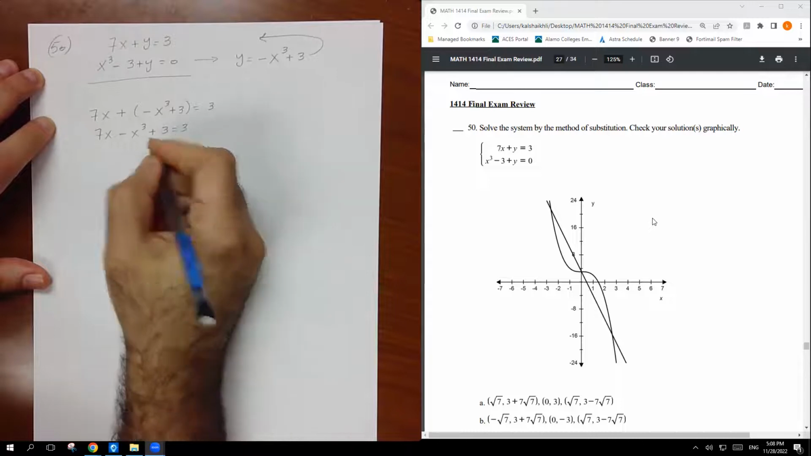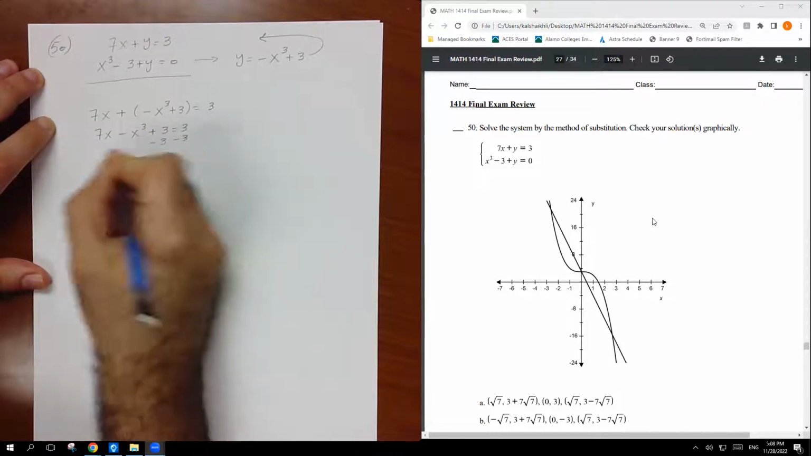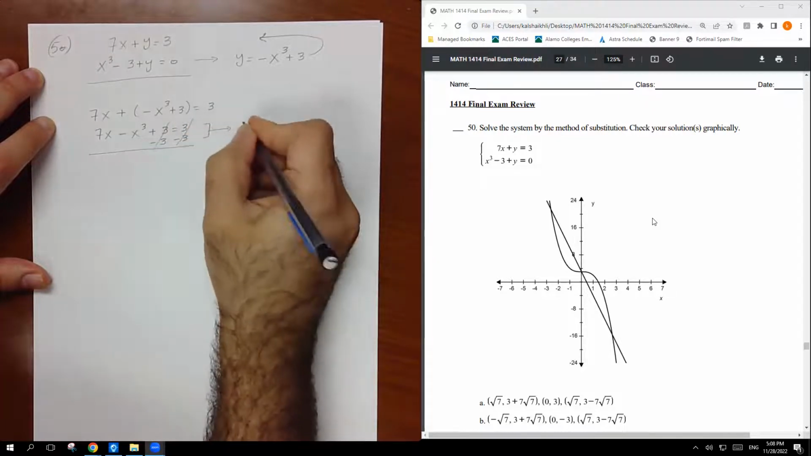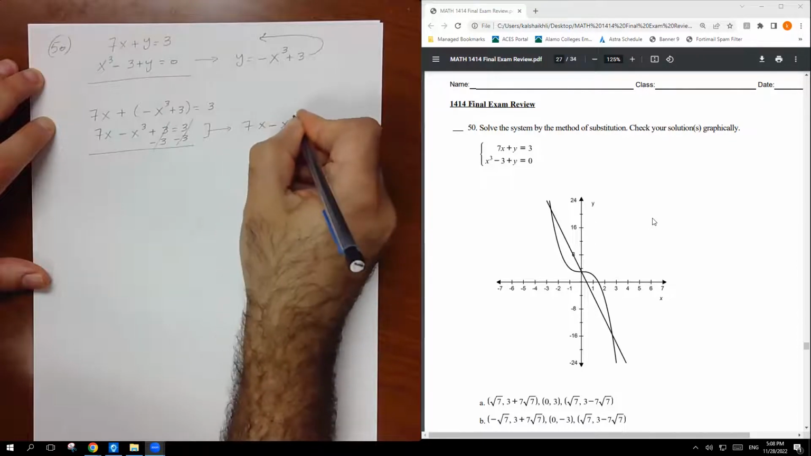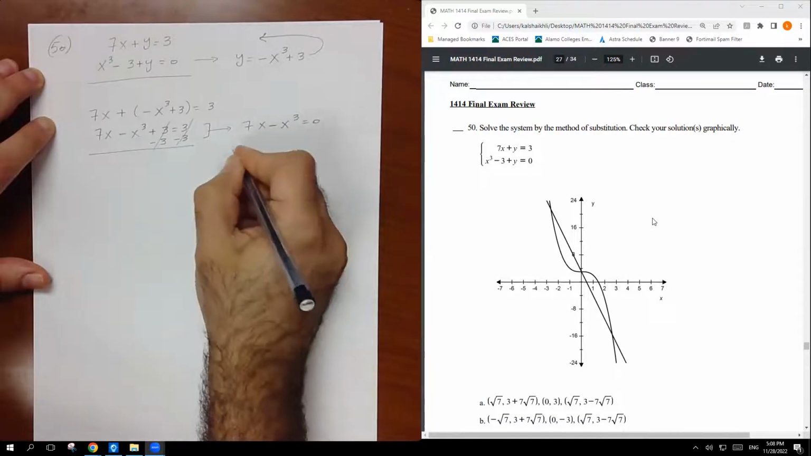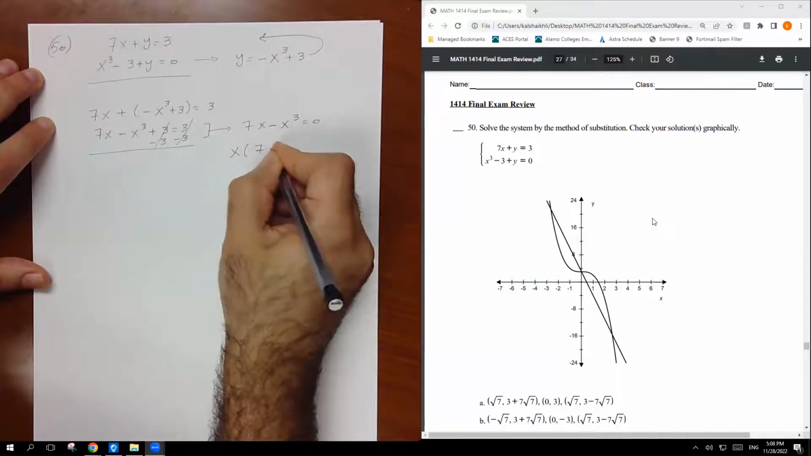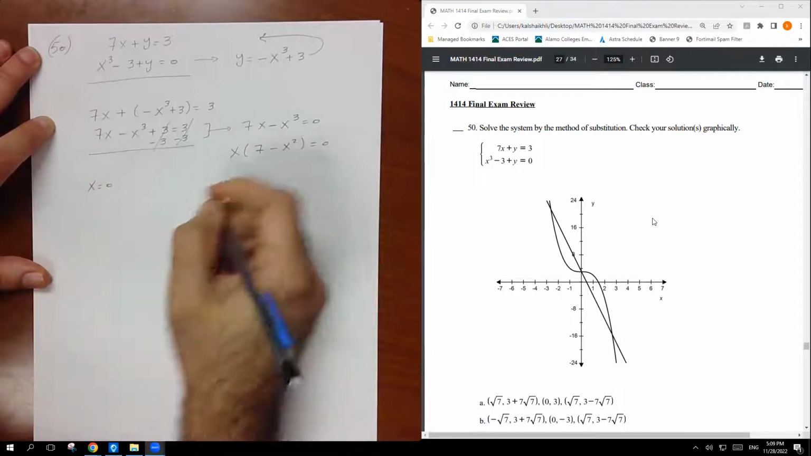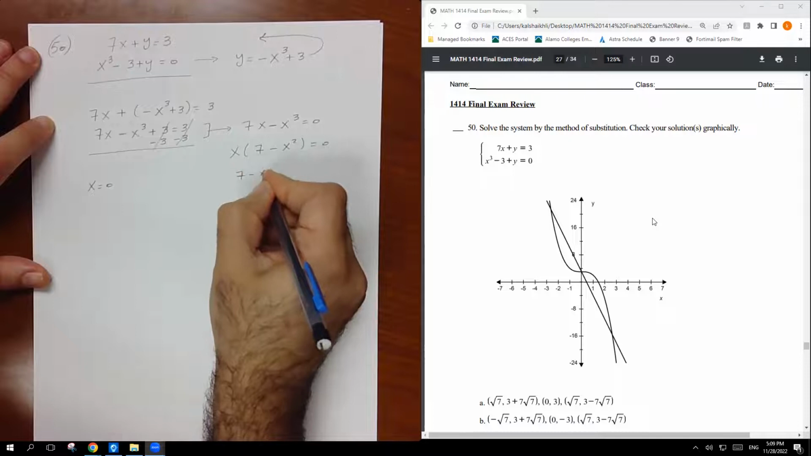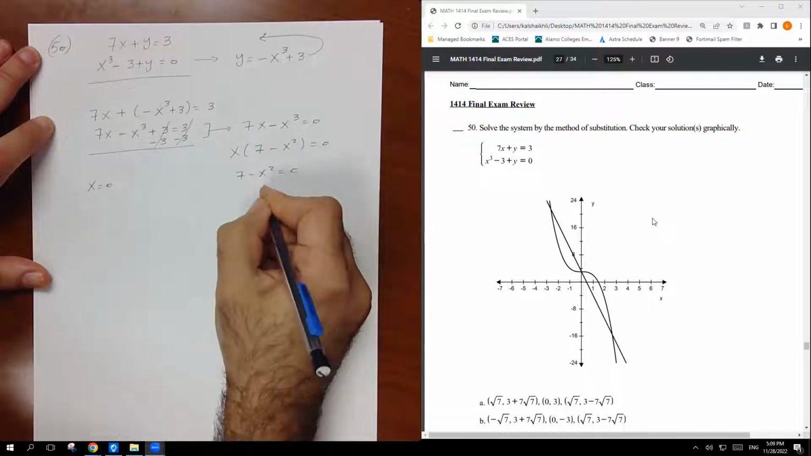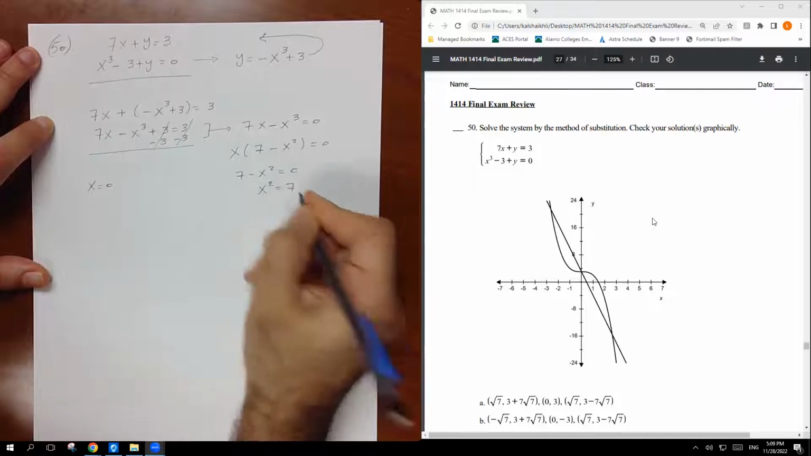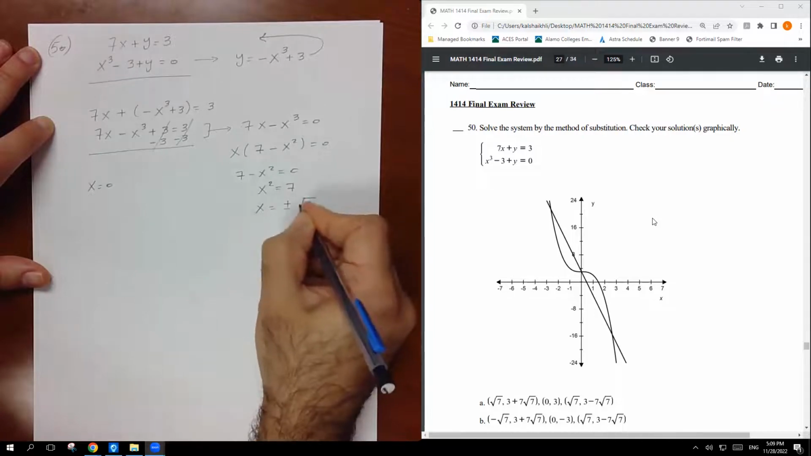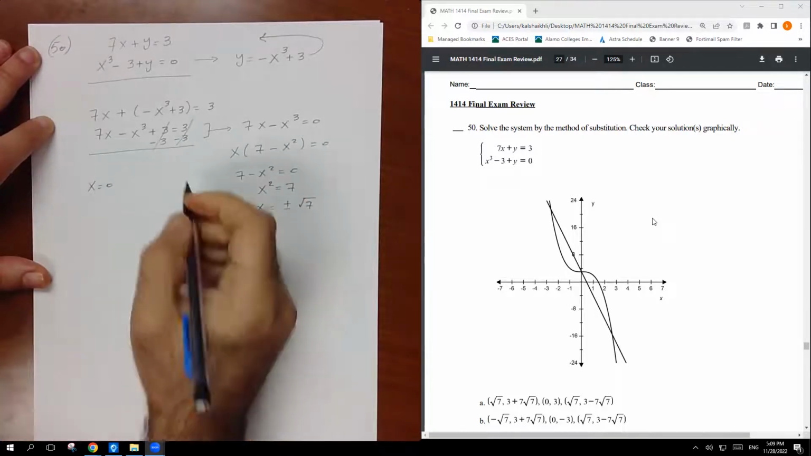Minus 3 from both sides. This is cancelled and this is cancelled. So we're going to get 7x minus x cubed equals 0. Let's factor the x out. So it's going to be x times 7 minus x squared equals 0. That means x equals 0 or 7 minus x squared equals 0. That means x squared is going to be equal to 7. Take the square root of both sides. So x is going to be plus or minus square root of 7. So we have three cases.